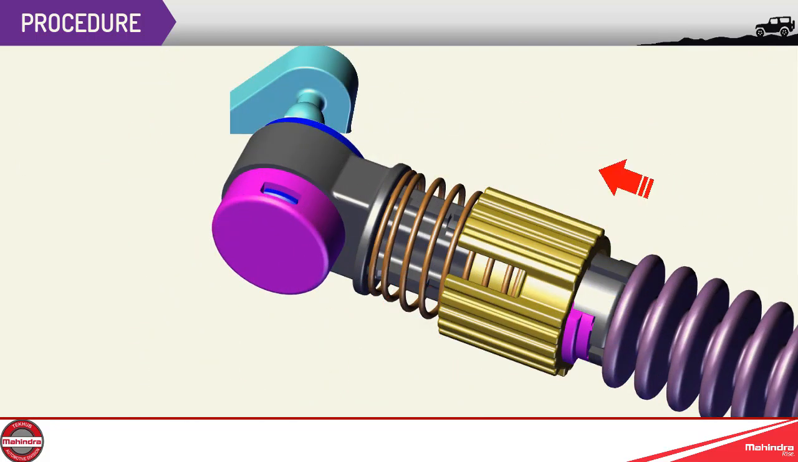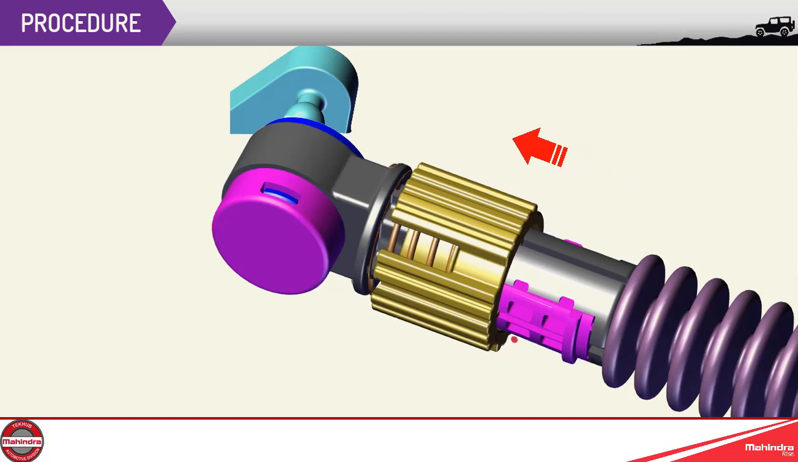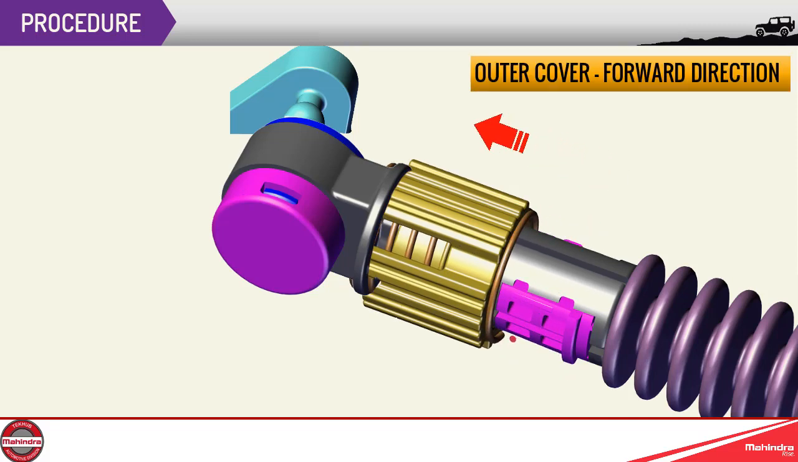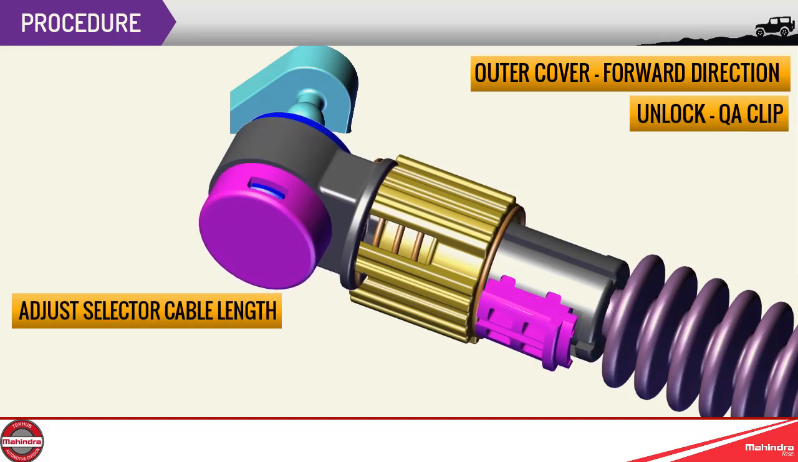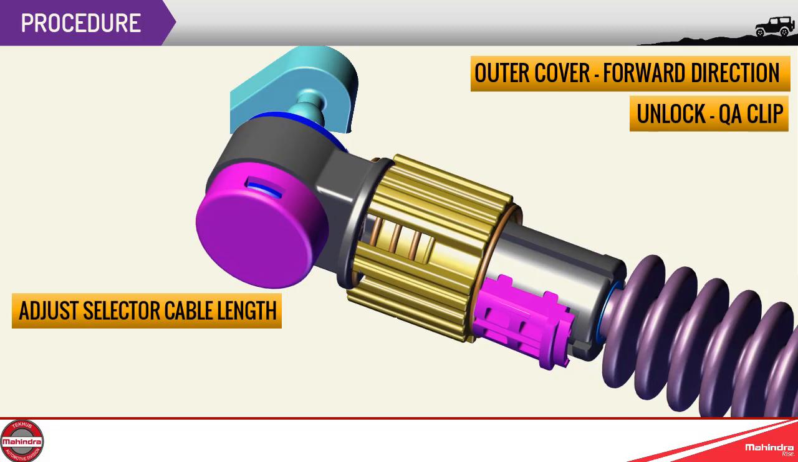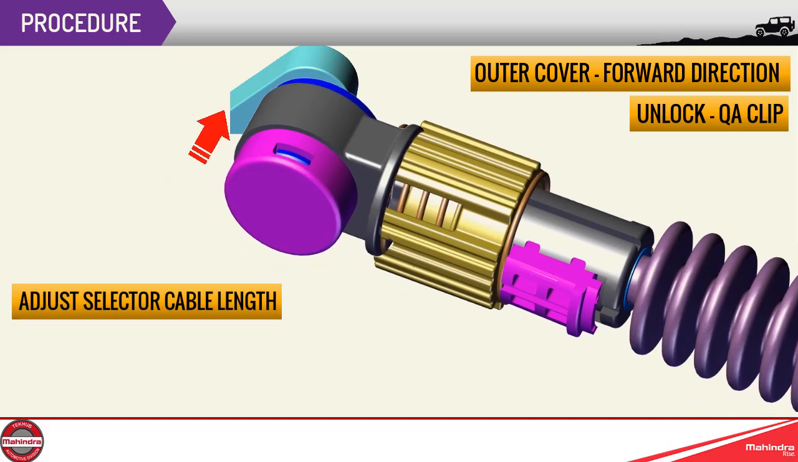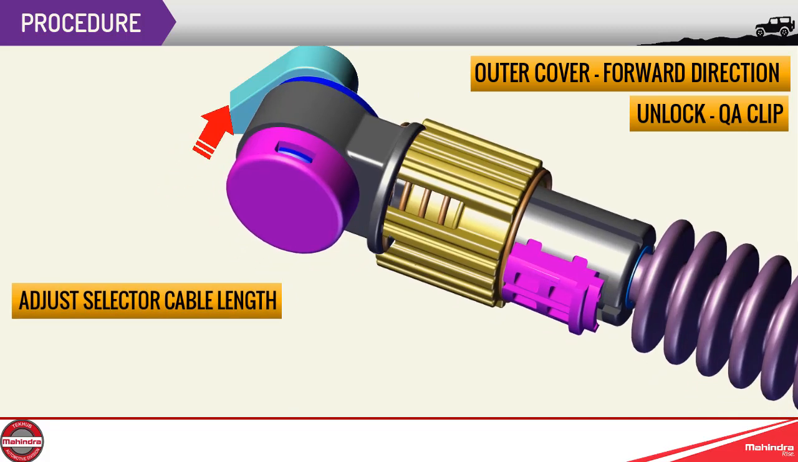After positioning, move the selector cable quick adjuster outer cover in forward direction and unlock the QA clip. Adjust the selector cable length to fix the cable on selector ball pin. After adjusting the length, position the quick adjuster body on selector ball pin.